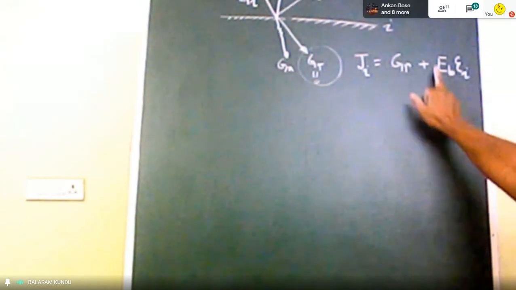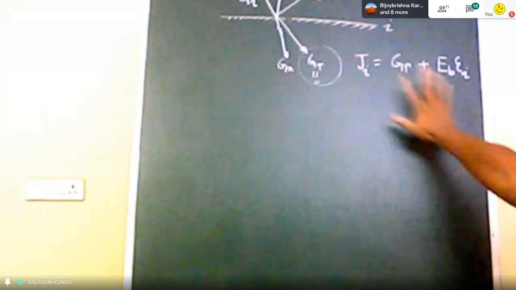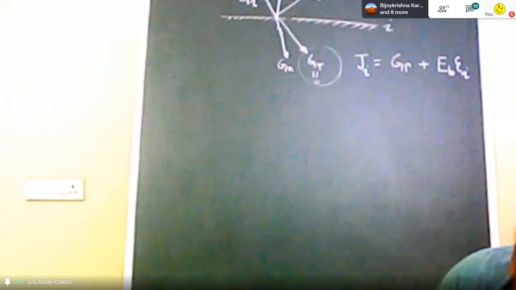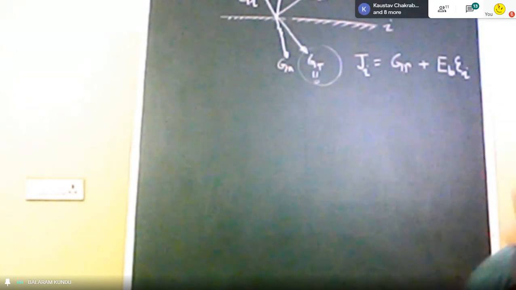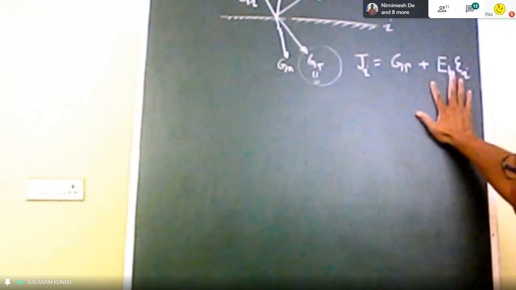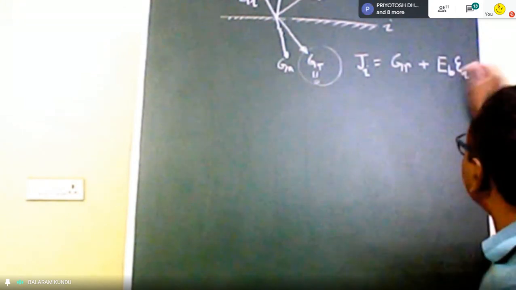Here you can use another notation. Instead of EB you can write, say, EBI, whatever notation you like. So instead of EB you can write EBI here, because surface I has been considered.